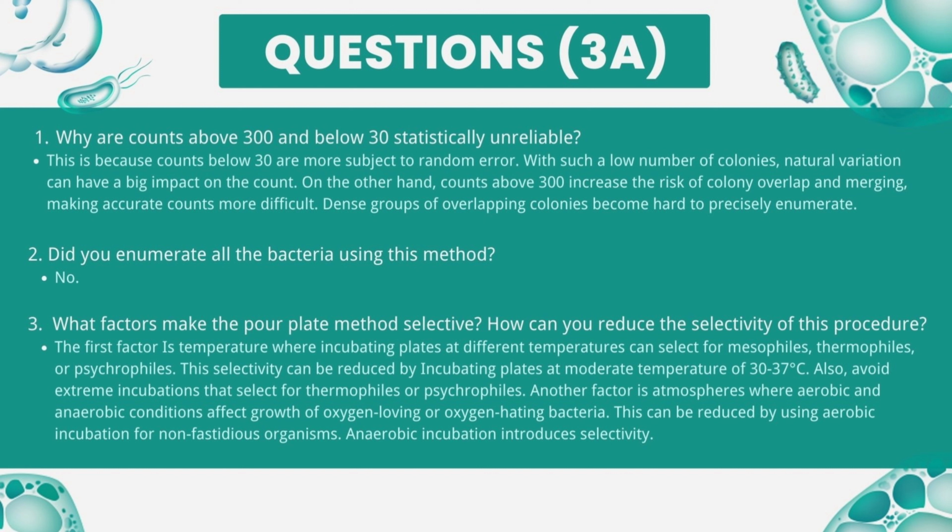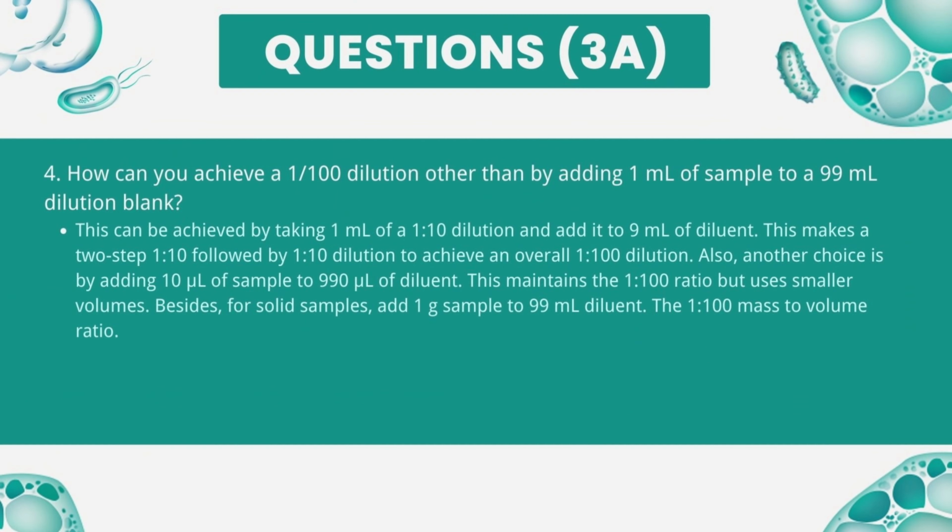Another factor is atmosphere, where aerobic and anaerobic conditions affect growth of oxygen-loving or oxygen-hating bacteria. This can be reduced by using aerobic incubation for non-fastidious organisms. Anaerobic incubation introduces selectivity.